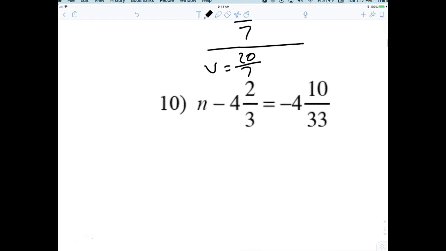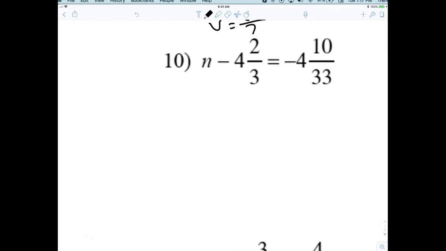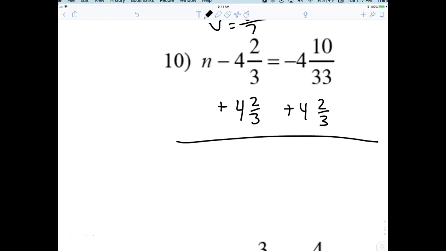All right. So here we go. Now, again, we have subtraction. So to undo subtraction, we're going to add. So we're going to do plus 4 2/3. The problem here is, yes, ma'am.